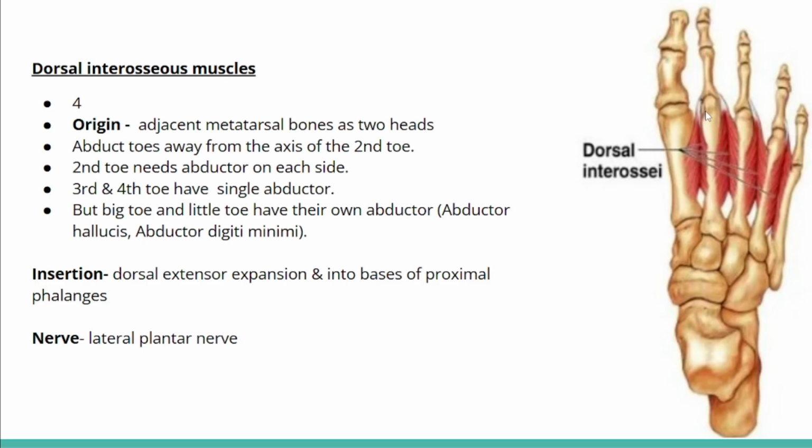The second toe needs an abductor on each side, and the third and fourth toes have a single abductor. The big toe and little toe have their own abductors, abductor hallucis and abductor digiti minimi, so they don't have any dorsal interossei. These dorsal interossei insert into the dorsal extensor expansion and also to the bases of the proximal phalanges. These dorsal interossei are also supplied by the lateral plantar nerve. So you can remember all the interossei, whether dorsal or plantar, are innervated by the lateral plantar nerve.